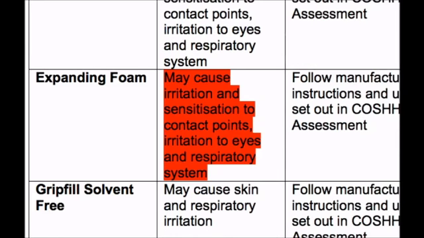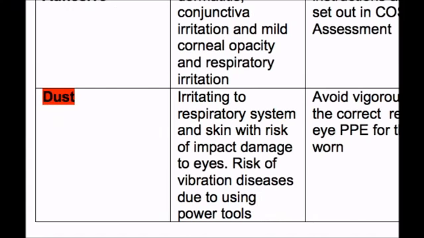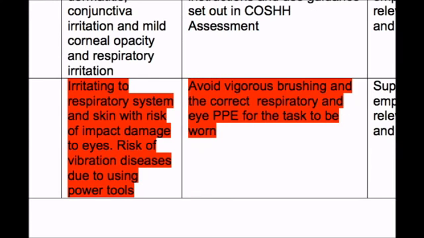If we scroll down the first column to expanding foam, you will see that the second column tells us the risks, and the third and fourth columns tell us to follow the manufacturer's instructions and to read the COSHH assessment prior to use. In most cases of substance risk, column 3 and 4 will state the same thing. Of course, you will need to have a COSHH assessment for each substance. On this particular risk assessment, one of the substances that differs in column 3 and 4 is dust. Here we can see control measures set out in column 3 to prevent excessive dust and to protect the operative.